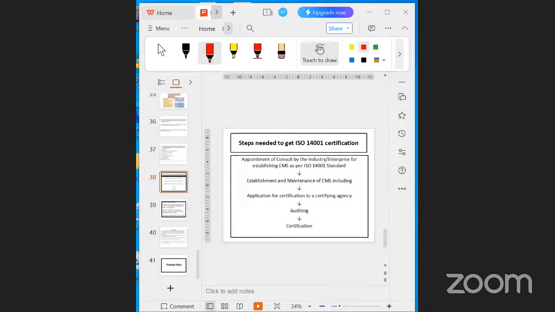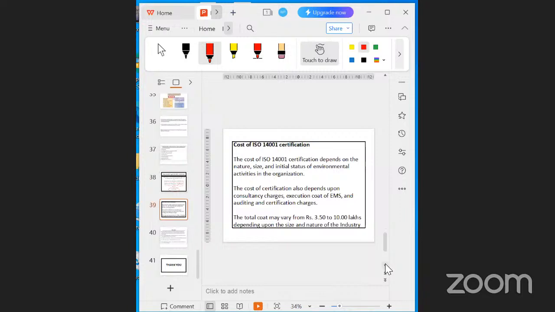So you see here some of the steps. First step is appointment of a consultant by the industry or enterprise for establishing EMS as per ISO 14001 standard, and also establishment and maintenance of EMS, and then going to application. Next one is application for certification to a certifying agency, and next one is auditing, and also you will get the certification. So these are the steps for getting ISO certification.